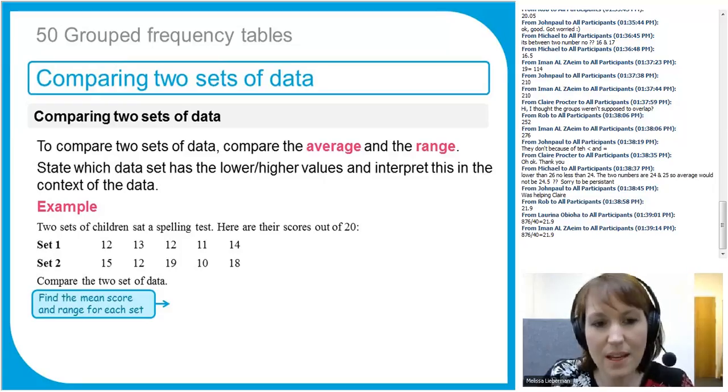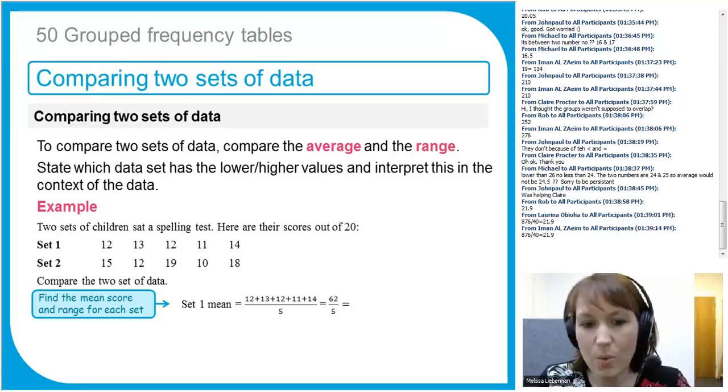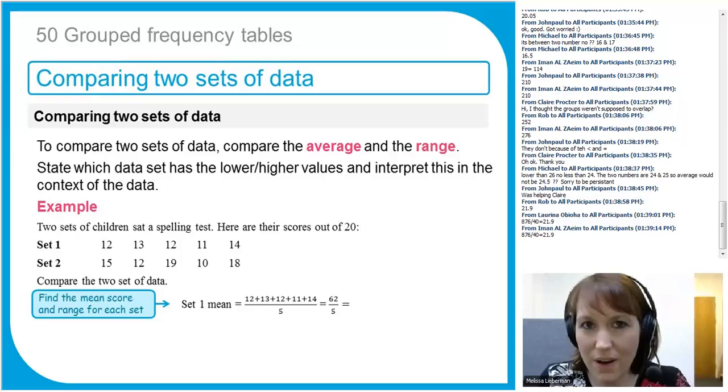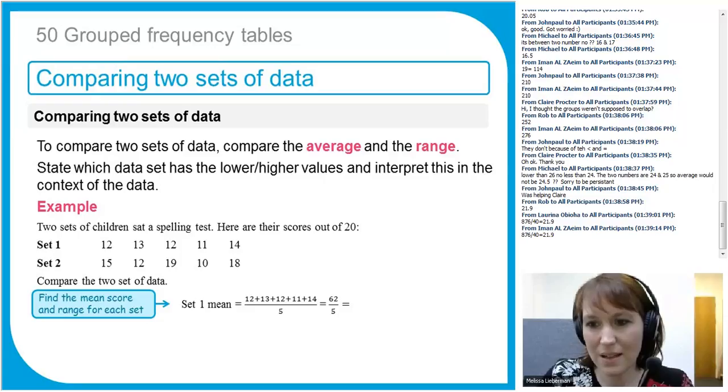Remember, that's the one where we add all the numbers together and divide by how many there are. For set 1, try it on your calculator now, but if you add all of those numbers up, you get 62. There are 5 numbers there altogether, so divide by 5. 62 divided by 5.